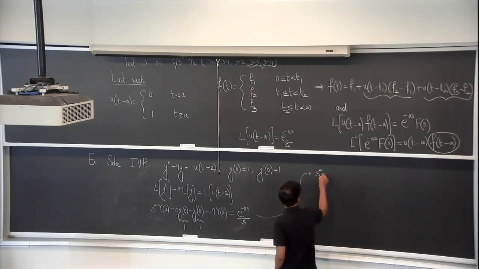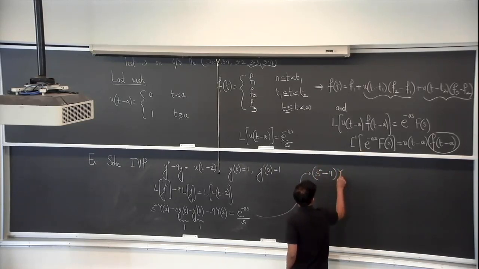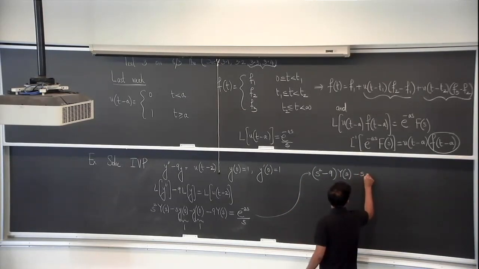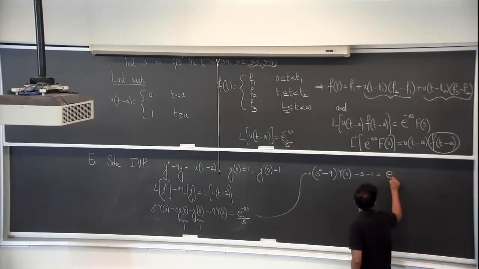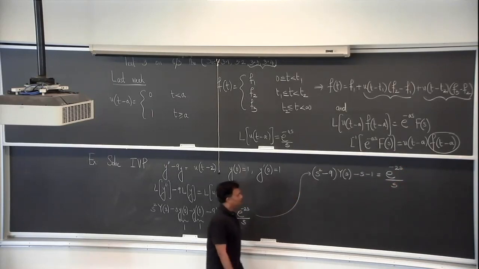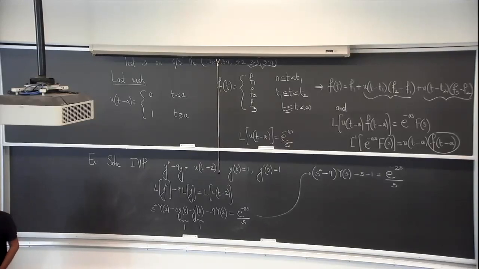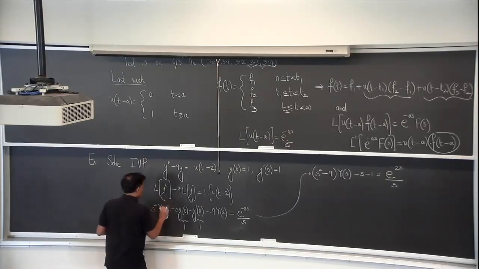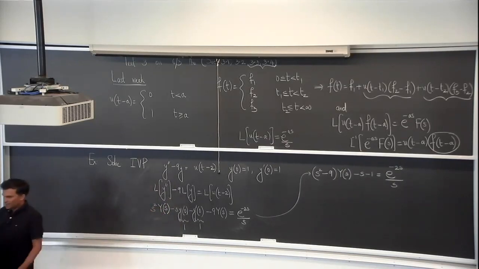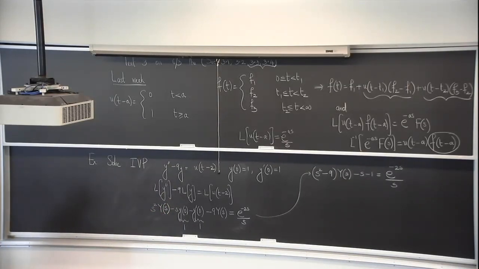So that's going to be s squared minus 9 Y of s minus s minus 1. Oh, that's Y of s. That's what he meant. Sometimes my handwriting is a little weird with these s terms. Sorry about that.